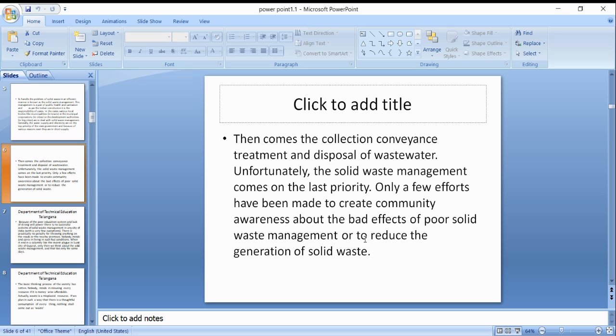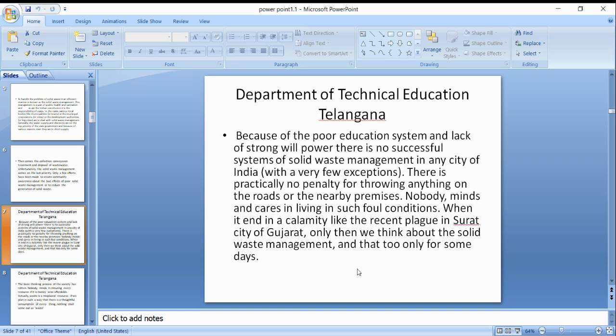Only a few efforts have been made to create community awareness about the bad effects of poor solid waste management, to reduce the generation of solid waste. If we give awareness of how it will affect the environment, then solid waste can be reduced by storage and by throwing it out in a systematic way. If it is thrown directly into open dump yards, it will create environmental pollution. So that awareness should be given.